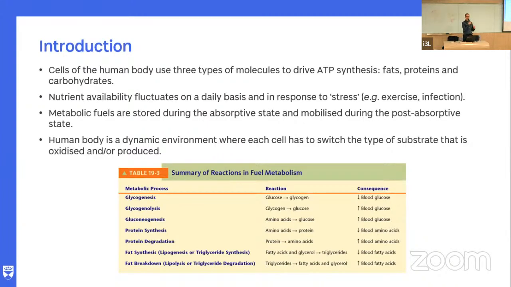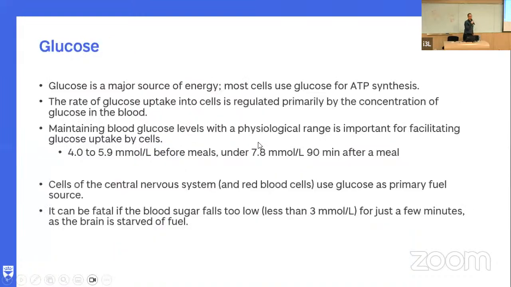So glucose is the major fuel source for most cells in the body. And the rate at which cells take glucose up from the blood is dependent upon the blood glucose concentration. So the higher the blood glucose concentration, the greater the ability for cells to take up that glucose, and vice versa. So it's maintained within a fairly narrow concentration range, typically anywhere between 4 and around 8 millimoles per liter. So that's the normal typical physiological range.